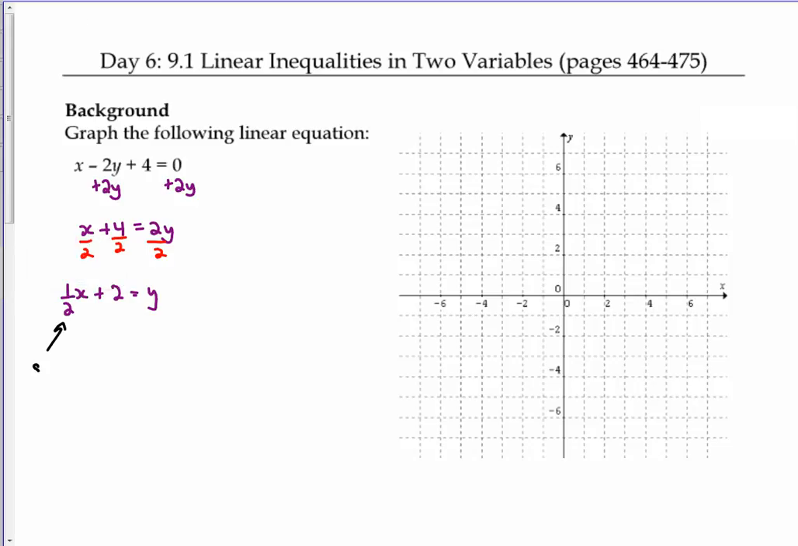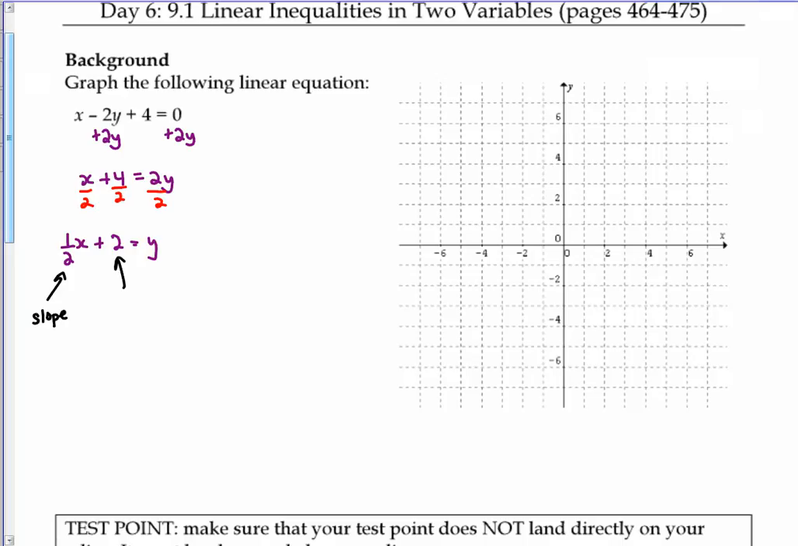Okay, so you told me this is a slope. This is your rise over run. What's the 2? Your y-intercept. Okay?